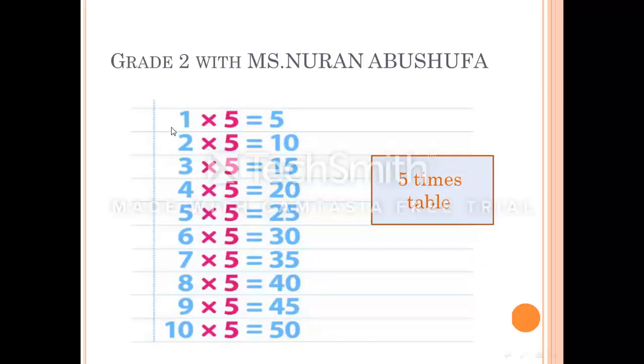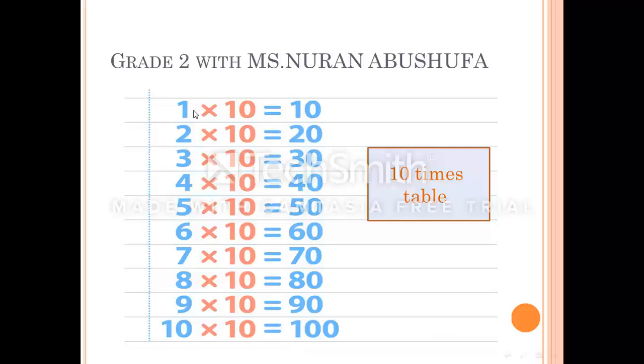5 times table. 1 5's 5, 2 5's 10, 3 5's 15, 4 5's 20, 5 5's 25, 6 5's 30, 7 5's 35, 8 5's 40, 9 5's 45, 10 5's 50.